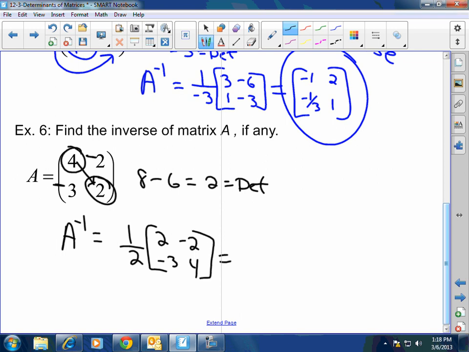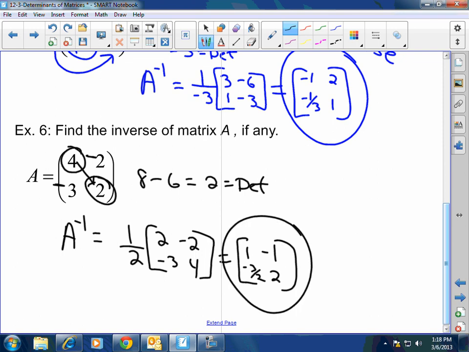So now it's scalar multiplication. 1/2 times 2 is 1. 1/2 times -2 is -1. 1/2 times -3 is -3 halves. And 1/2 times 4 is 2. Ding dong, the witch is gone. That's my inverse for a 2 by 2.